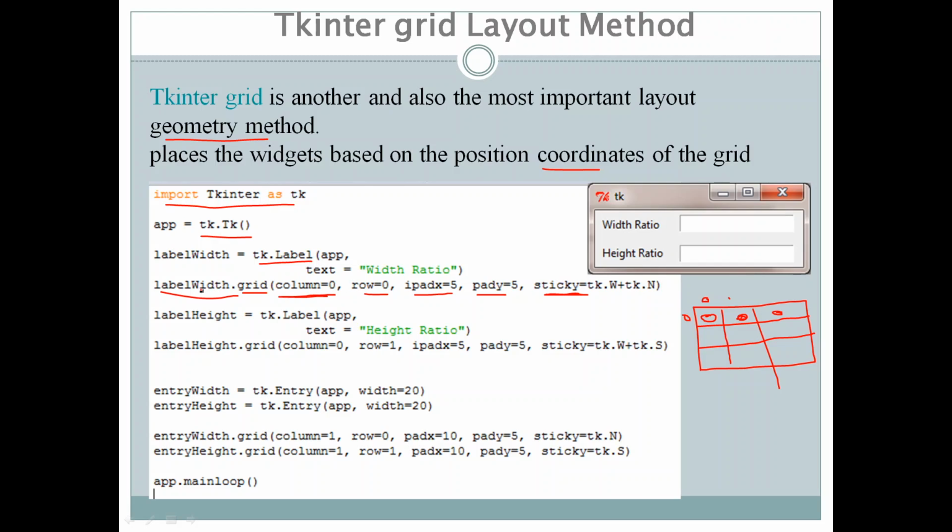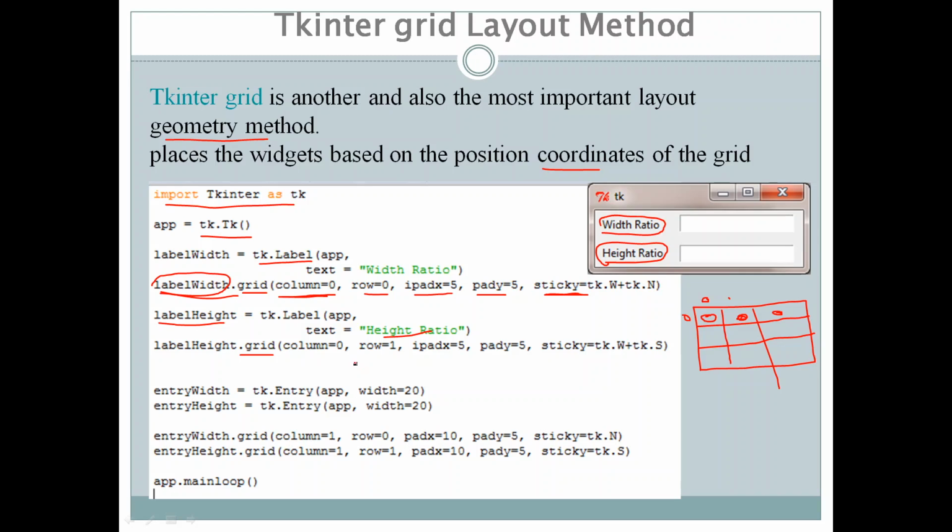When you add this label with the name label width, look at the output here. So the label is added like this. It is at 0th row, 0th column, remember. Then we have created one more label, label height, in the same way. How is this label height added? You can see the output, label height. The text here is height ratio. That needs to be added here.